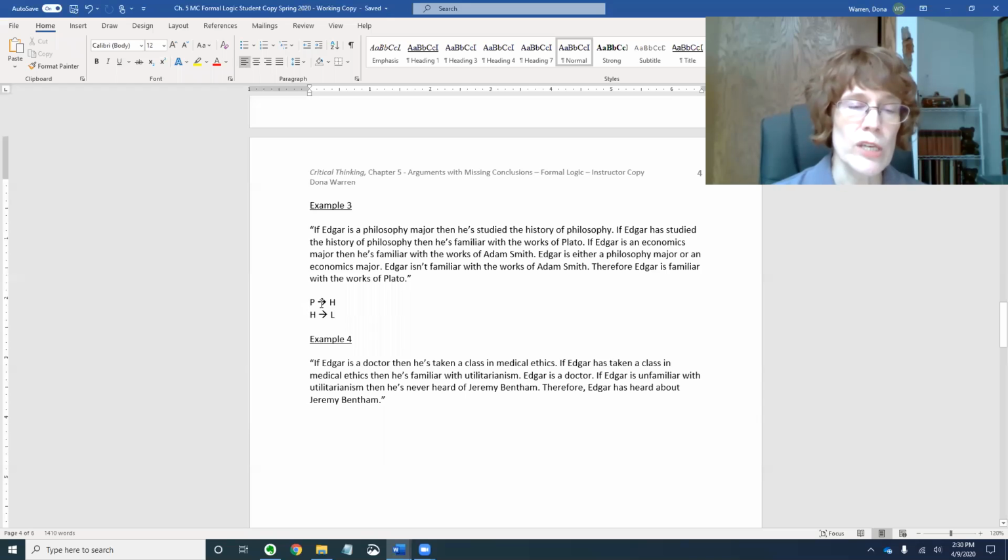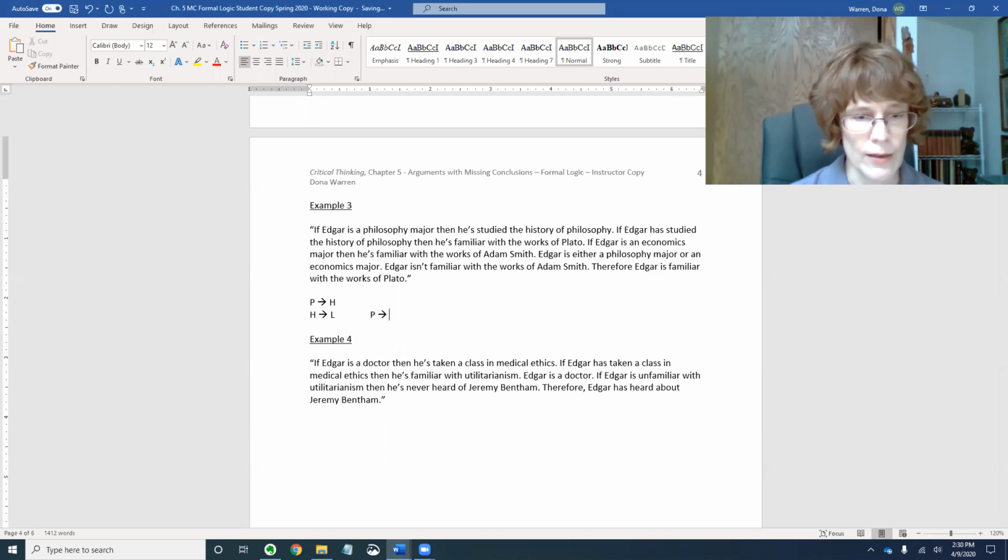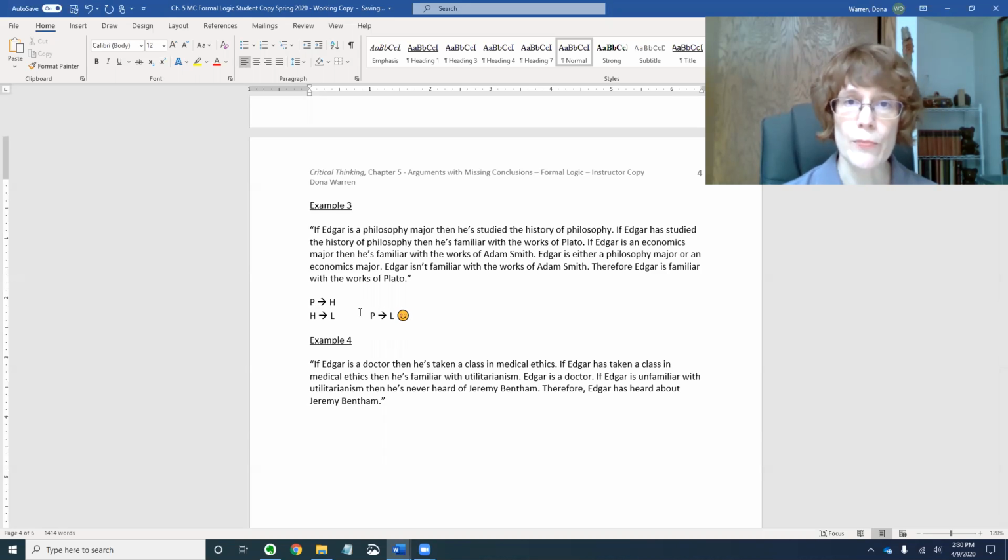So what can we conclude here? Can we conclude anything? I think we can. This says if P then H, if H then L. So if we snap those things together at the H, we get if P then L. That is a valid inference form. It's actually hypothetical syllogism. Don't need to know that, but it's nice to know that it has a name.